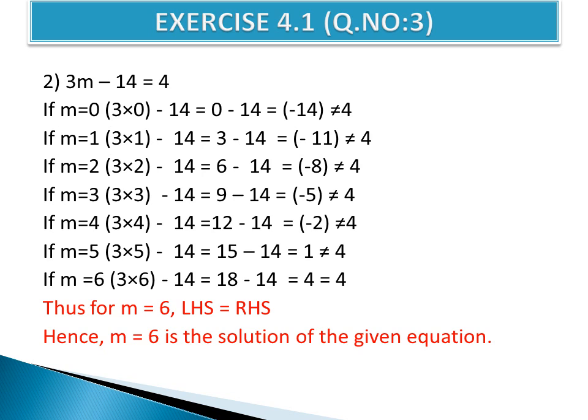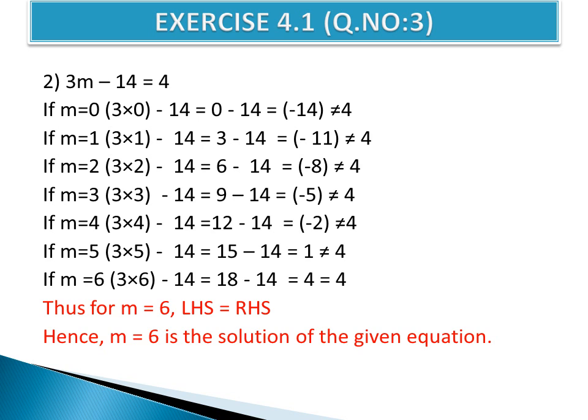Then we'll take m equal to 1. 3 ones are 3. 3 minus 4 is minus 1, not equal to 4. Then we'll take 2. 2 3s are 6. 6 minus 4 is 2, not equal to 4. Then we'll take 3. 3 3s are 9. 9 minus 4 is 5, not equal to 4. Then we'll take 4. 3 4s are 12. 12 minus 4 is 8, not equal to 4.